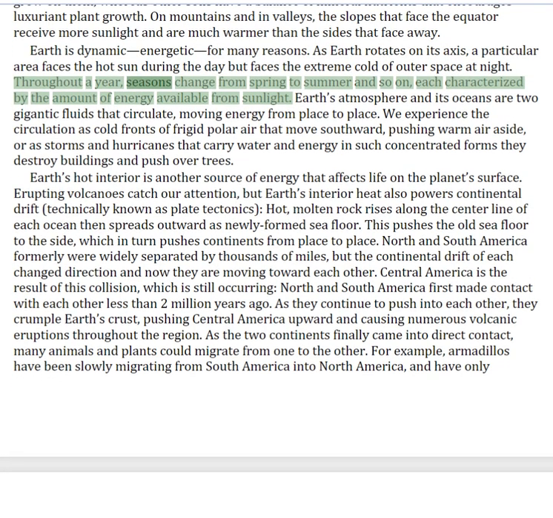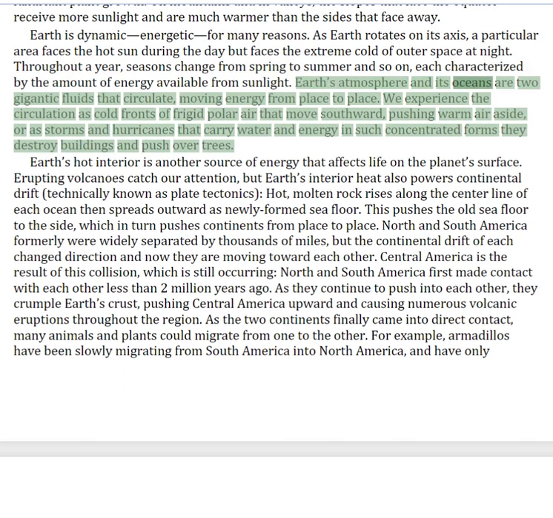Throughout a year, seasons change from spring to summer and so on, each characterized by the amount of energy available from sunlight. Earth's atmosphere and its oceans are two gigantic fluids that circulate, moving energy from place to place. We experience the circulation as cold fronts of frigid polar air that move southward, pushing warm air aside, or as storms and hurricanes that carry water and energy in such concentrated forms they destroy buildings and push over trees.